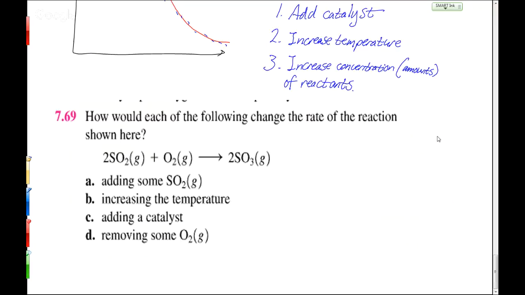Adding a catalyst, what happens there? Speeds up. Removing some oxygen? Slows down. What happens to the volume of the container after this reaction is completed? If it's done inside a balloon, let's say, what happens to the balloon?